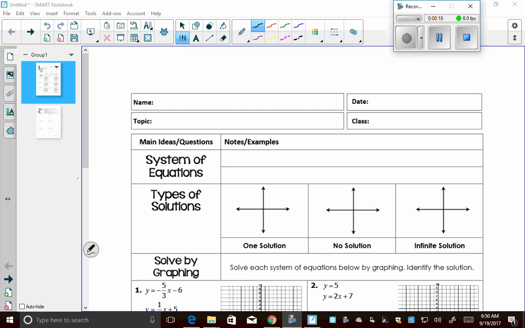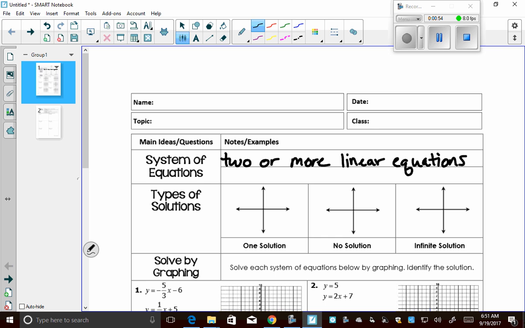Today we're going to be talking about systems of equations. You have a system of equations when you have two or more linear equations. Now, that means I have two or more lines. When we have a system of linear equations, we have three different types of solutions we can have.